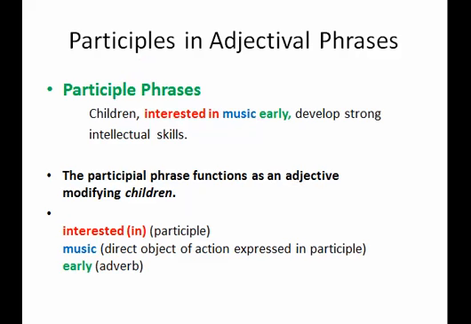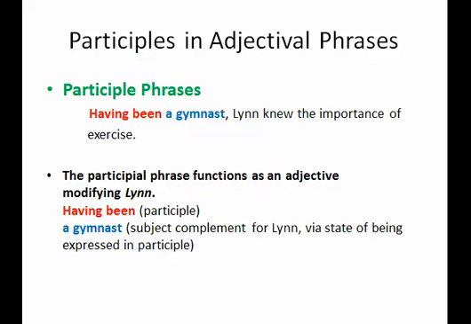I hope, okay, there's just one more example. Having been a gymnast, Lynn knew the importance of exercise. Having been is a participle. A gymnast is the subject complement for Lynn. That is, put together, that is what he used to do, what he is good at. He is a gymnast. Having been a gymnast, Lynn knew the importance of exercise.